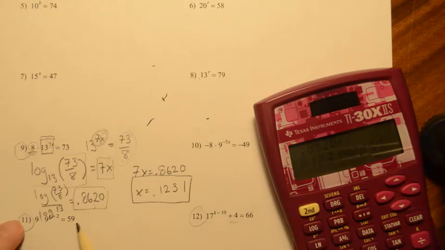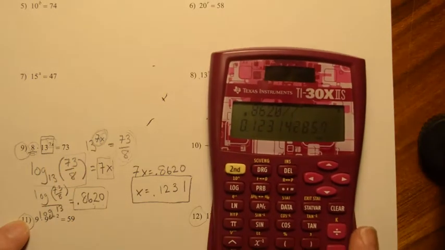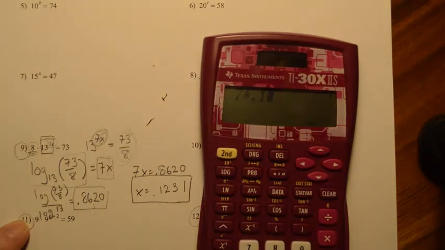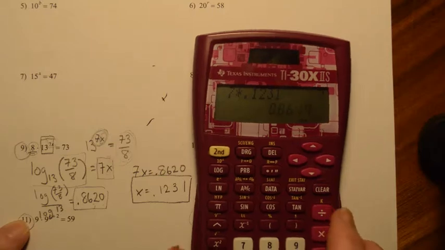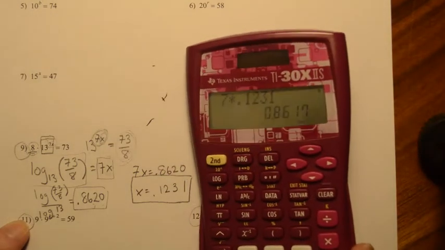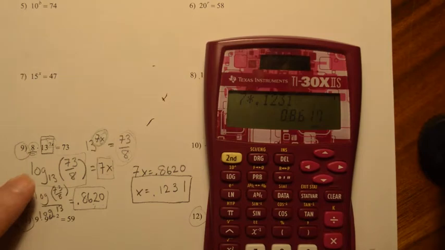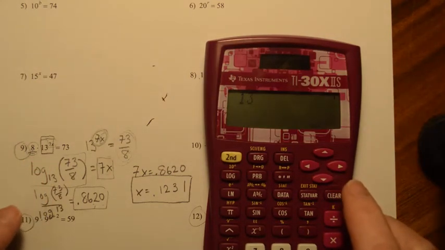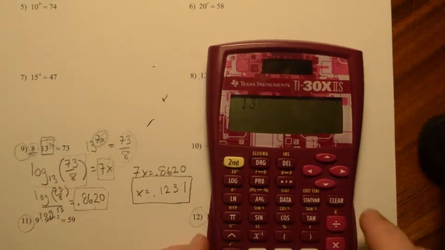All right, let's take a look at this one. And again, if you want, you can go ahead and plug that back in here and just check for yourself to make sure that it works. So we could do 7 times 0.1231, and we'll get 0.8617. And then we'll take 13 raised to, oh, I just lost it. Hold on, let me do it again.